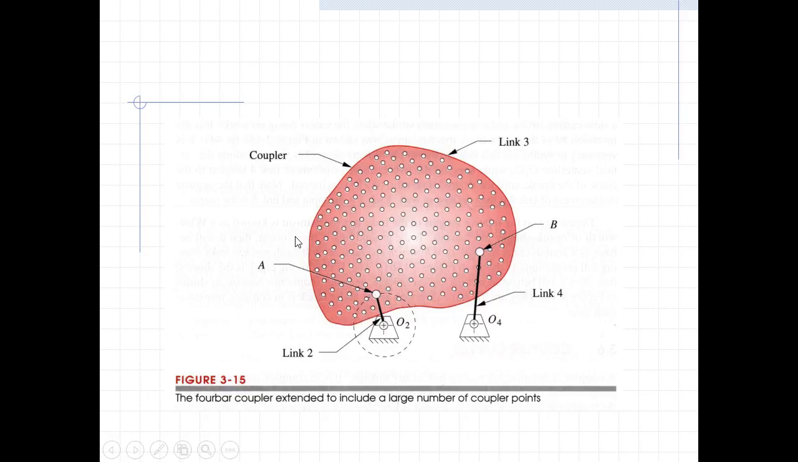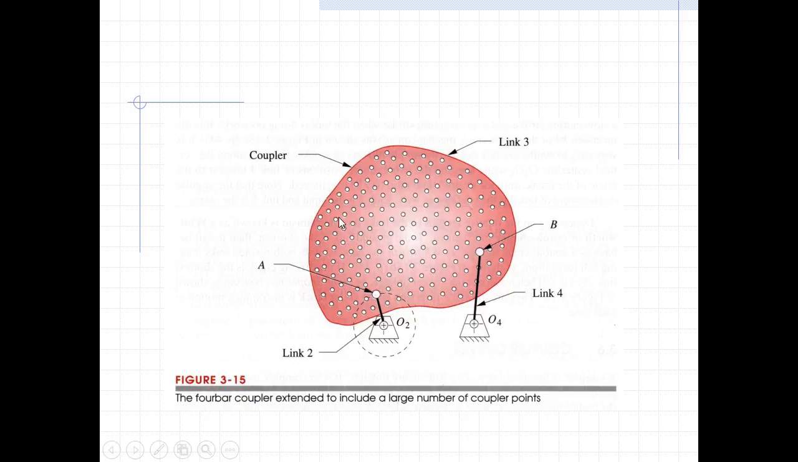However, the coupler can have any shape, and in this particular figure, we show the coupler shaped like a big pink blob. Any one of these points could be the coupler point, and that point would trace out a curve as the crank, or link 2 in this case, traveled around this circle. You can imagine placing a pencil right there in that hole, and then you'd see that pencil trace out a particular curve as the crank rotated. That curve traced out by the pencil would be called the coupler curve.